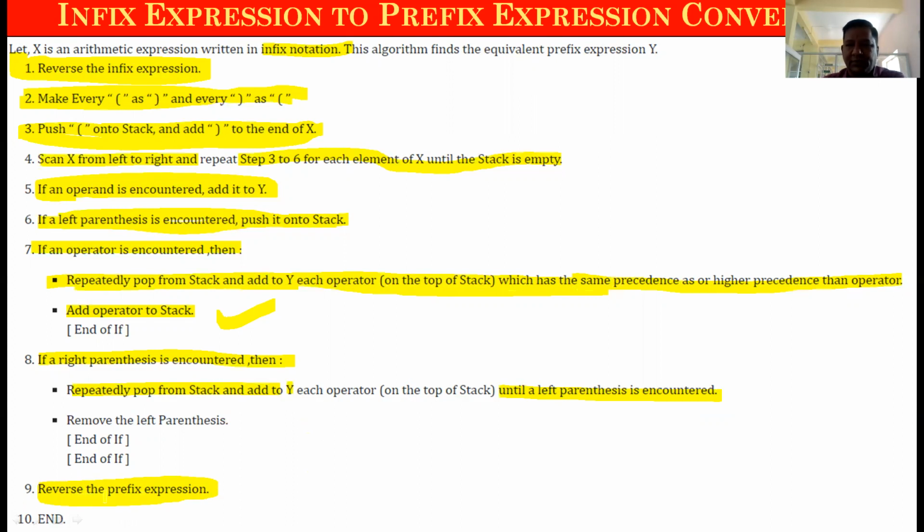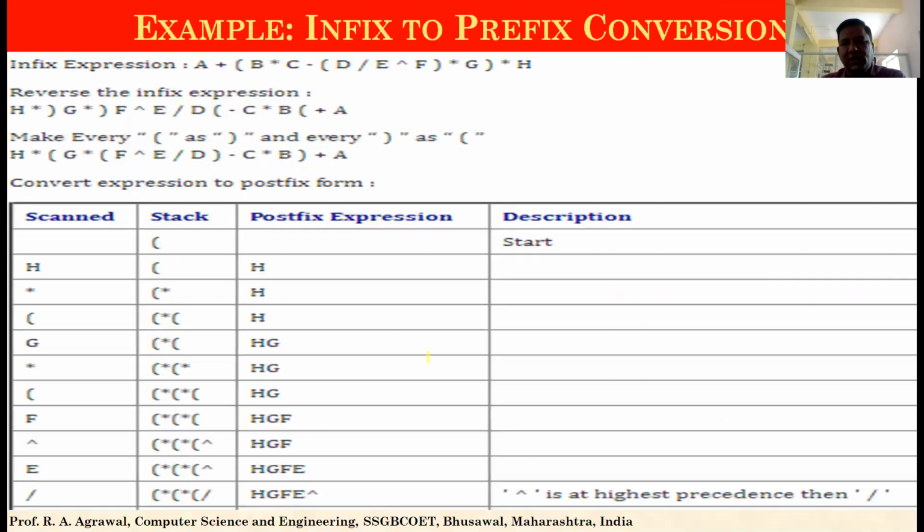Whatever expression you are getting, y, you have to reverse it once again, and that will be your final answer. Okay, now this is again infix to prefix using the stack method, so it is essential for you to remember the tabular format which we used in the previous conversion technique. Again, we will use the same tabular format to discuss this example. Consider this example of conversion of infix expression to prefix. The given infix expression is A plus bracket B multiplied by C minus D slash E exponential F bracket complete star G bracket star H.